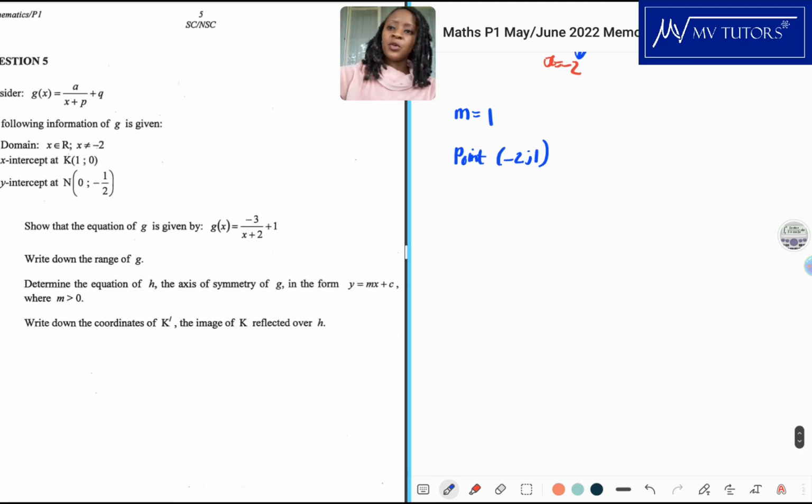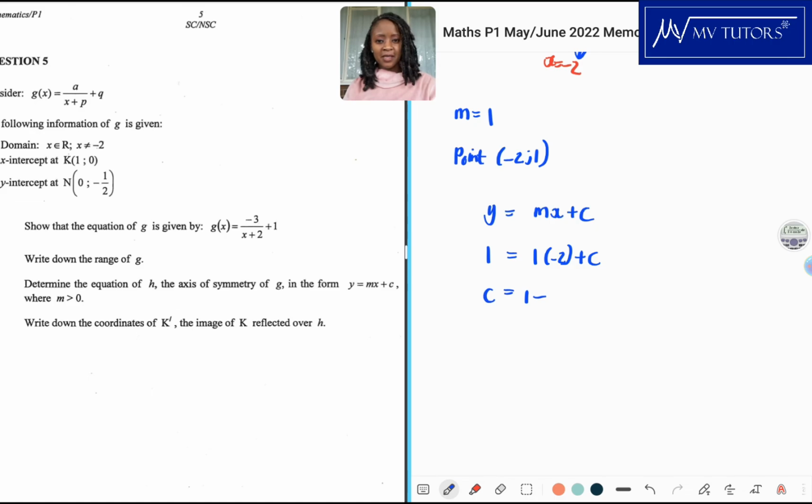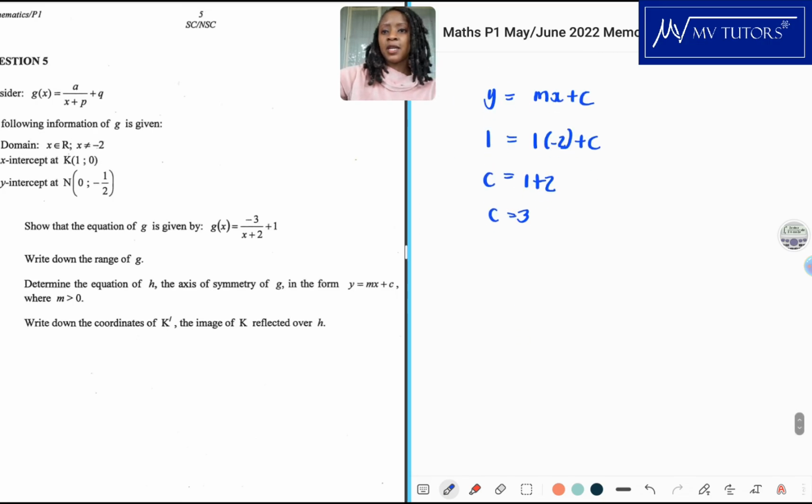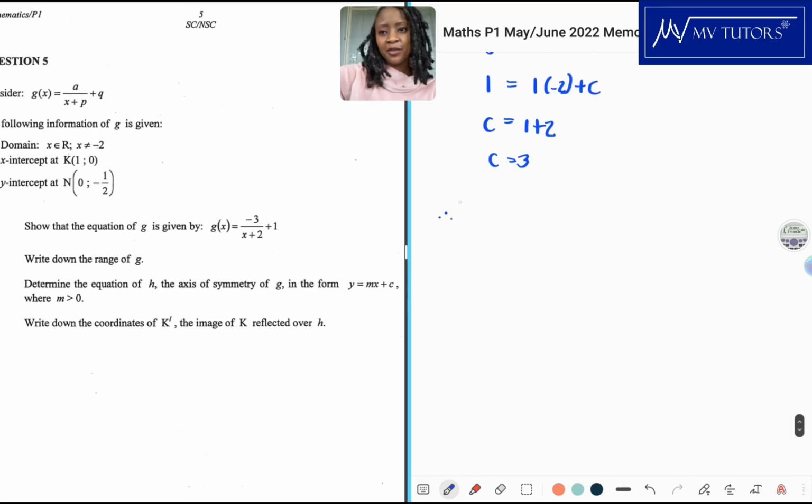Okay, so now we can plug all of these into the equation y = mx + c. y is 1, m is 1, x is -2, and we are looking for c. So c is 1 times -2, which is -2. Take it to the other side, it will be plus 2. So we can see that c is 3. Therefore, our final equation will be y = x + 3.